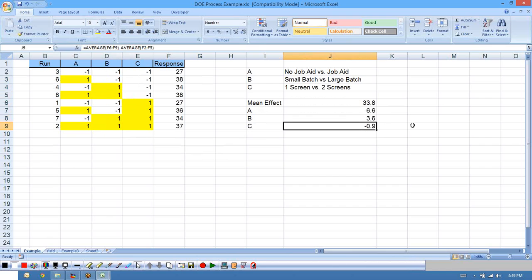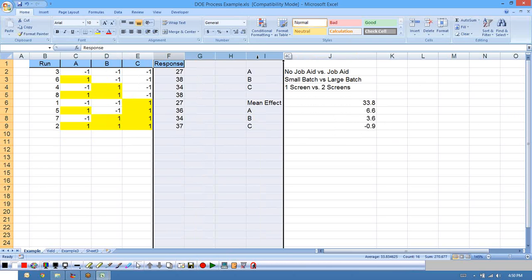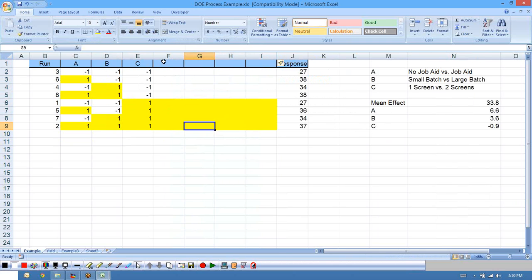On the other hand, we can also look at the interactions. For example, is using a job aid versus not using a job aid dependent on whether you have a small or large batch or whether you have one or two screens? Sometimes that can be synergistic. Sometimes that can be anti-synergistic, or negative. So let's take a look at that. How would we do that? Well, it's actually pretty straightforward, and I'll show you one, and then we'll use DOE Helper and let it take us away.